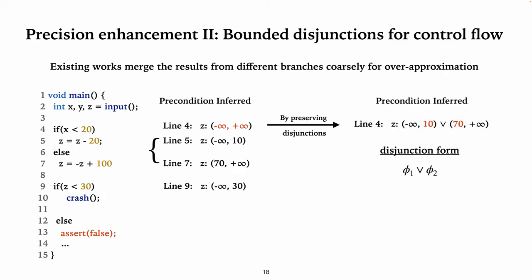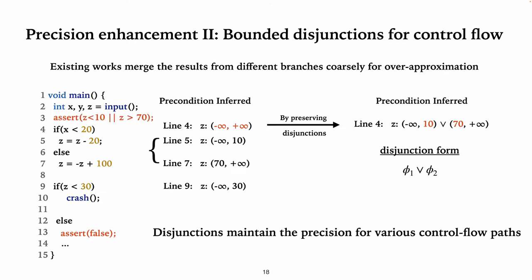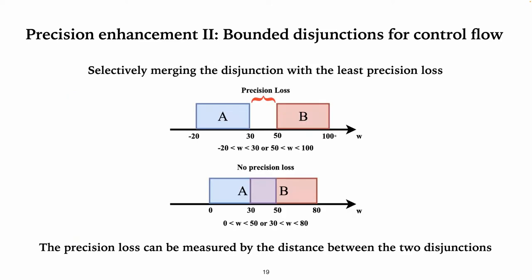Therefore, we keep the precondition for different branches in a disjunction form. Therefore, we can have a precondition with better precision. Overall, disjunctions maintain the precision for various control flow paths. Still, the number of feasible paths could explode. Therefore, when the number exceeds the predefined bound, we selectively merge the disjunctions with the least precision loss.